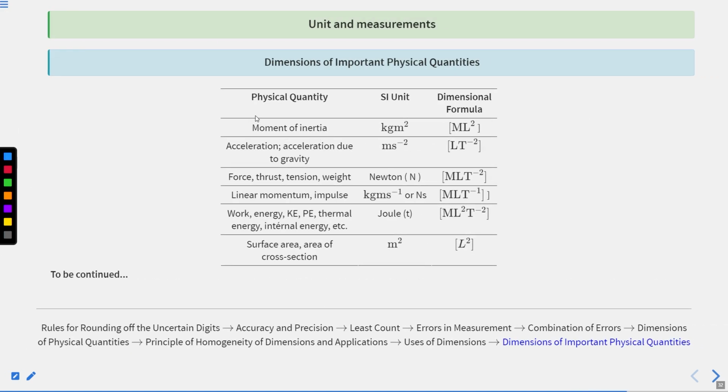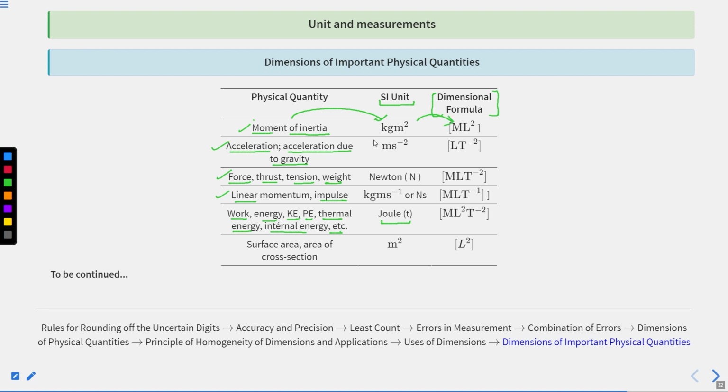Next, another physical quantity is moment of inertia, acceleration, acceleration due to gravity, force, thrust, tension, weight, linear momentum, impulse, work, energy, kinetic energy, potential energy, thermal energy, internal energy, all types of energy measured in joule. This is the SI unit and this is the dimensional formula. Clear? This is the physical quantity, moment of inertia, and this is the unit, and then dimensional formula.